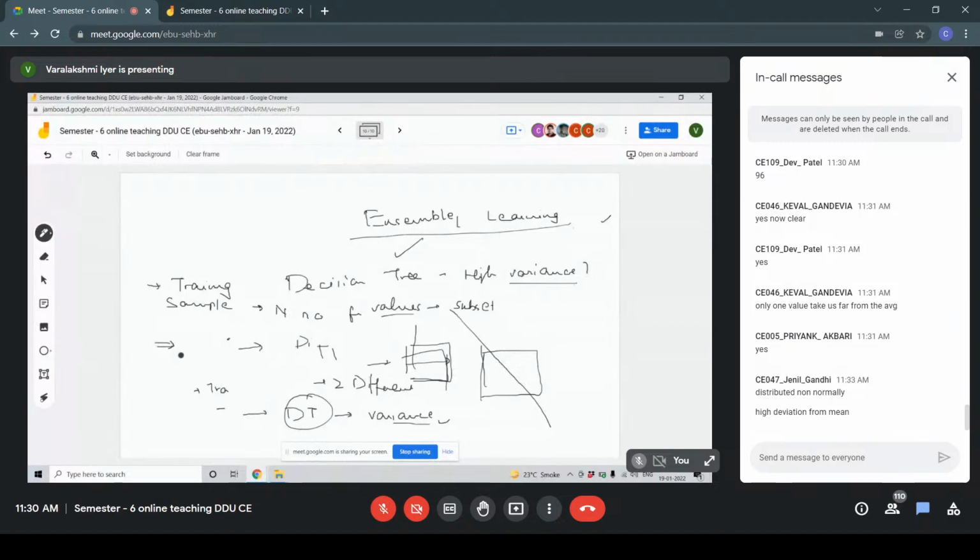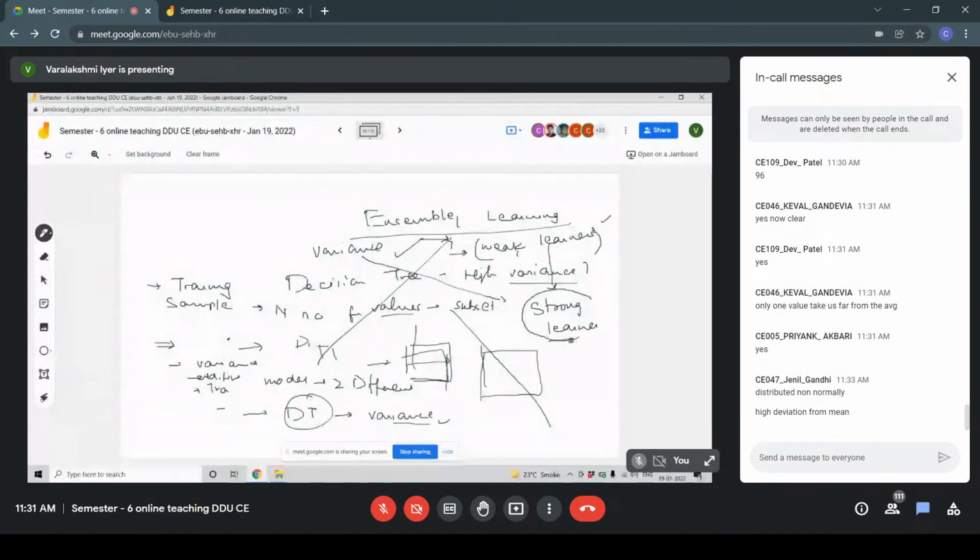In order to solve this problem, to reduce the variance, we can create additive models, which is what we are going to study in ensemble learning, where we combine multiple weak learners to create one strong learner. The main idea is that if we add multiple weak learners which have high variance, then the ensemble model, the strong learner created after adding all these models, will have low variance. That is the main idea behind combining these models.